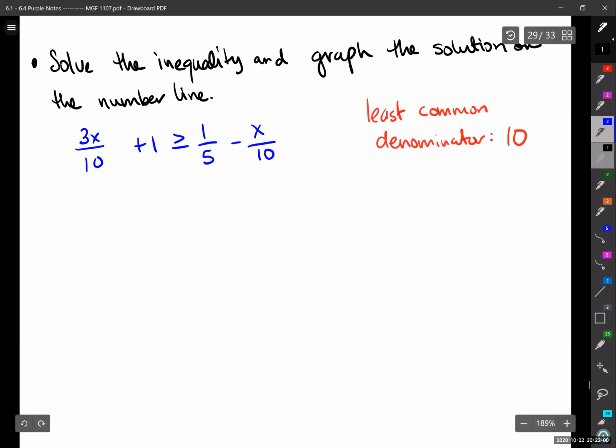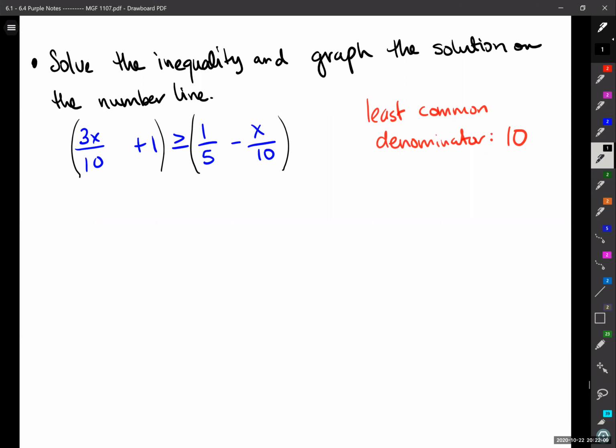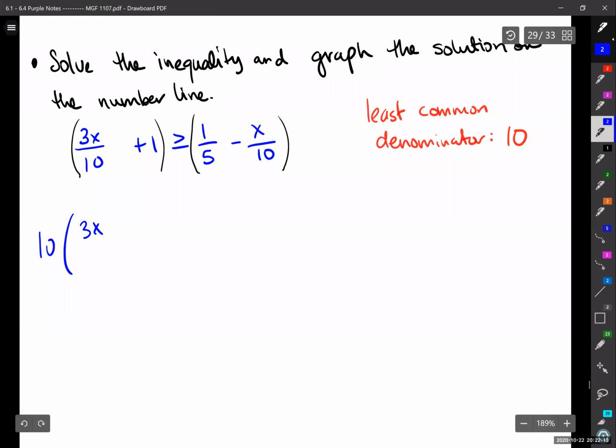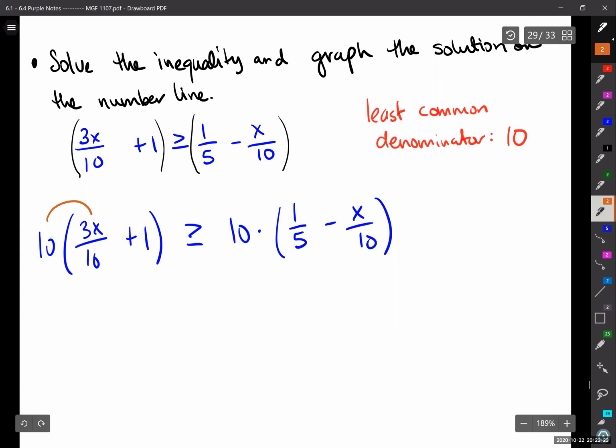So to make sure I don't miss anything, I'm going to include everything in parentheses here before I multiply by 10 to ensure that I distribute to each of the terms, because that is a key detail. So I'm going to write 10 times the left side in parentheses should be greater than or equal to 10 times the right side. What's done to one side must be done to the other. And now we distribute this to both terms on each side.